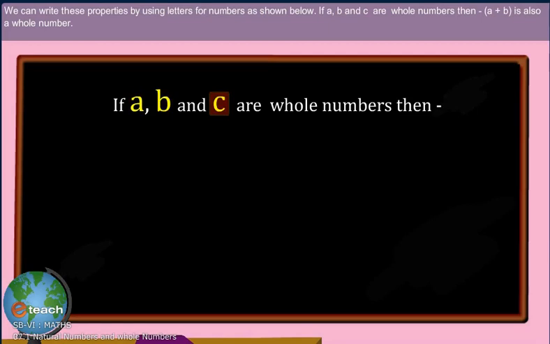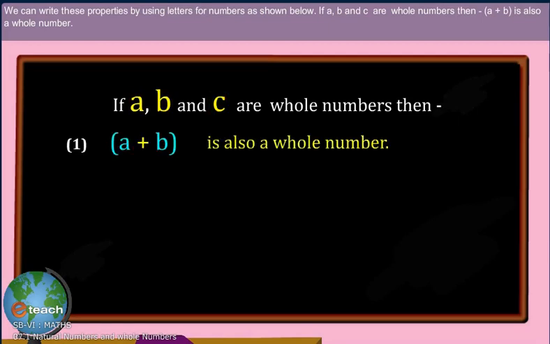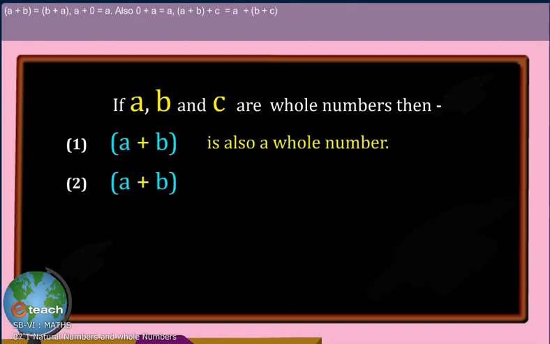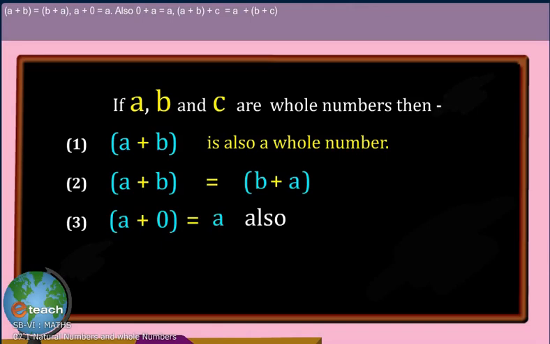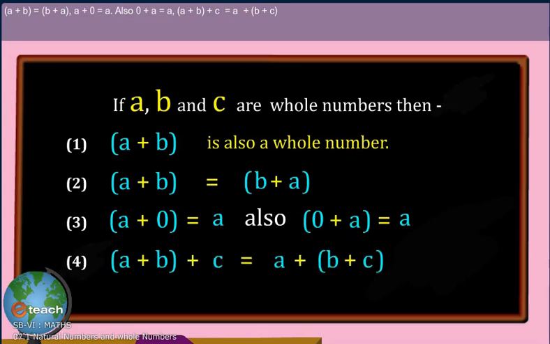If A, B and C are whole numbers, then 1. A plus B is also a whole number. 2. A plus B is equal to B plus A. 3. A plus 0 is equal to A. Also, 0 plus A is equal to A. 4. (A plus B) plus C is equal to A plus (B plus C).